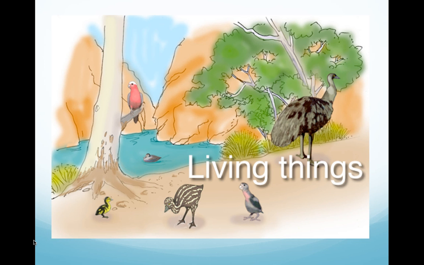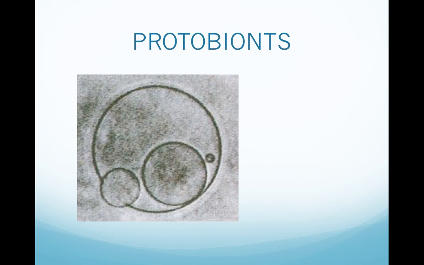In order for something to be considered living, it must use energy for metabolism and reproduce. Protobionts are abiotically formed molecules surrounded by a membrane. They display some basic properties of life. Again, lab experiments have created protobionts from organic molecules.